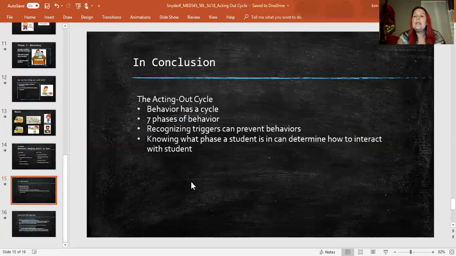In conclusion, the acting out cycle shows us that behavior does have a cycle, a starting point and a stopping point. There are 7 phases to that cycle. Recognizing triggers can help to prevent many behaviors. And knowing what phase a student is in can determine how to interact with the student.